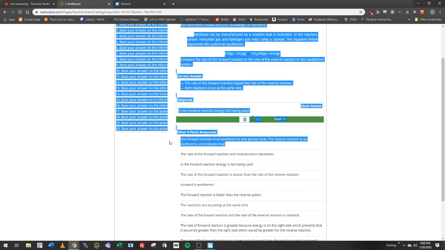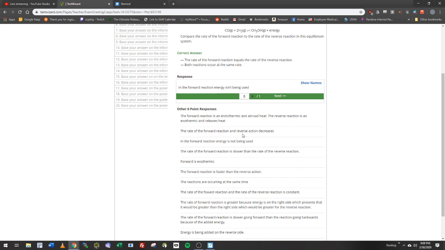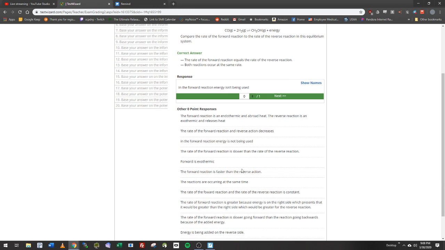So this is a matter of a wrong statement, but at the same time, it could be in correct context where you're saying something true, but you're not answering the question. The rate of the forward and reverse decreases. No, they have to be set equal to each other. They could both be decreasing equally, but that's not what they're asking you. Someone said the forward reaction is not being used. The rate of the forward is slower than the rate of the reverse. All of those things, they're not achieving an equilibrium if the rates are not equal to each other.